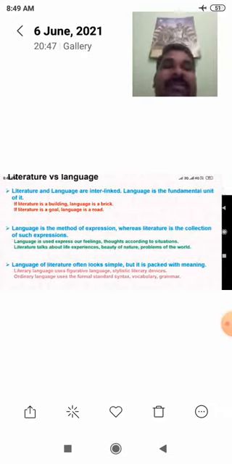Literary devices means poetic devices, like simile, metaphor, personification, oxymoron. If you take ordinary language, it uses formal standard syntax, word formation, familiar vocabulary, and grammar. What are the rules and regulations of a language? These are the things in language and literature.